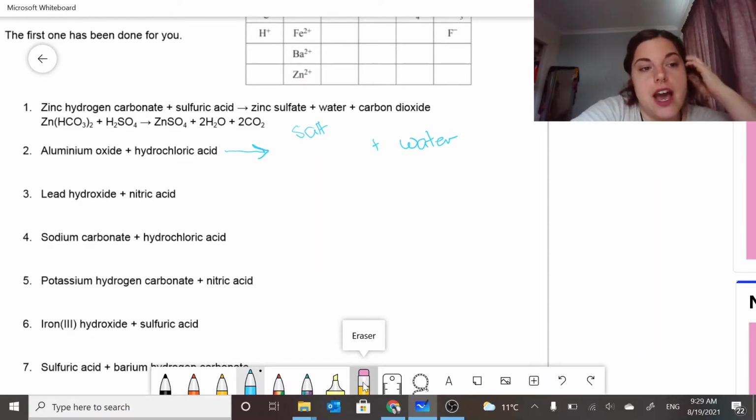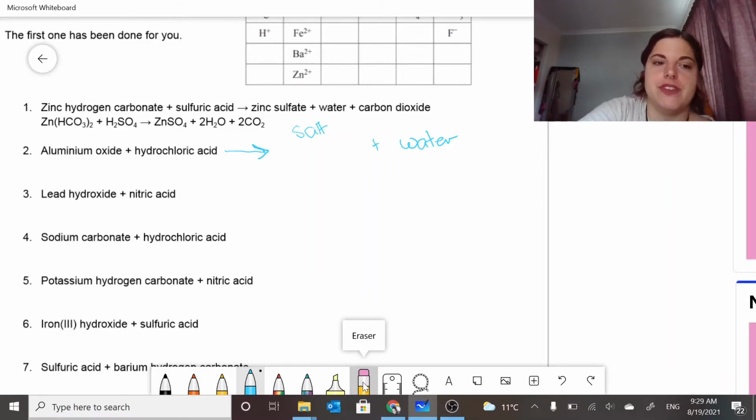And to do that, I'm going to break up my reactants into their ions, and I'm also going to, I might as well write out the symbol equation for that side while I'm doing it. So we have got Al, because that's aluminum, that is 3+, and O2 minus, plus hydrochloric acid, which is H+, plus Cl minus.